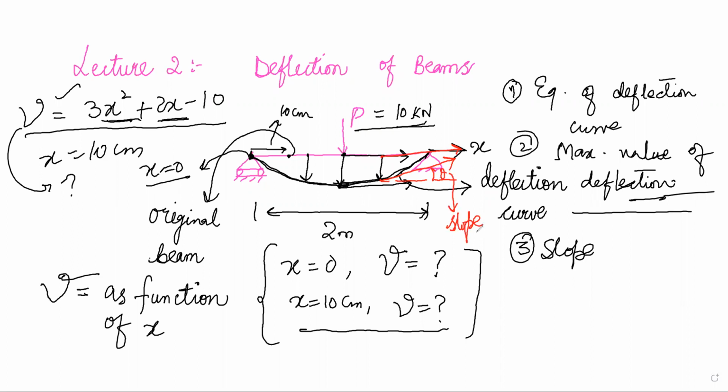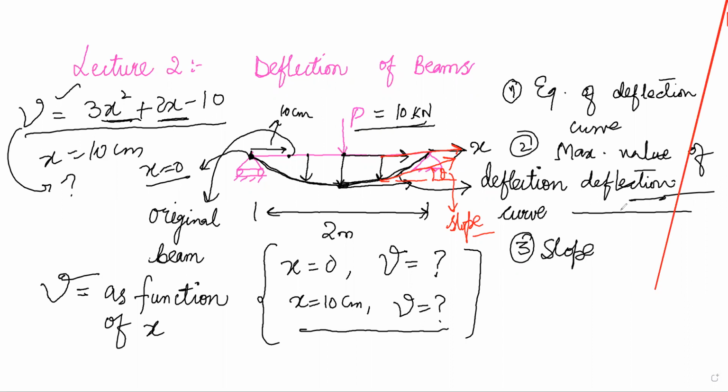So the main concept, or the main parameters that we have to determine in this chapter, is the value of the deflection or the deflection curve, and we have to obtain the value of what we call the slope. Obtaining the value of slope as well as deflection is very, very important for us. Fine.